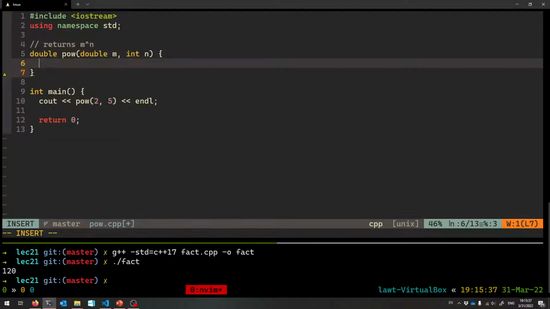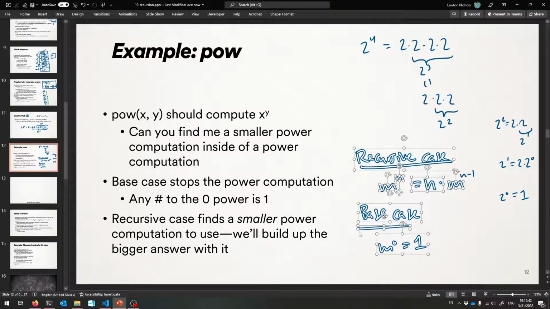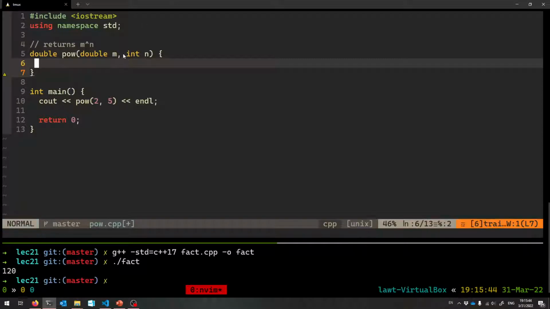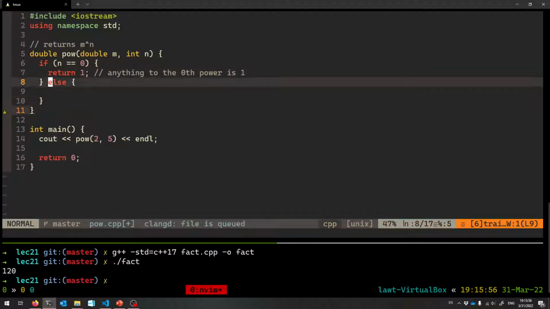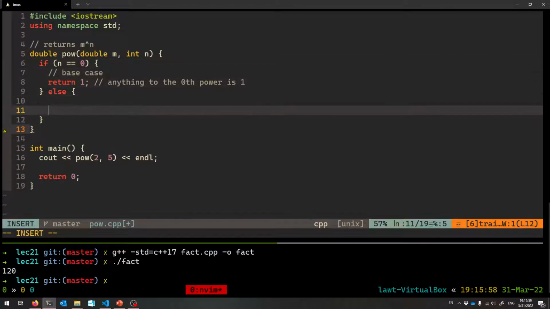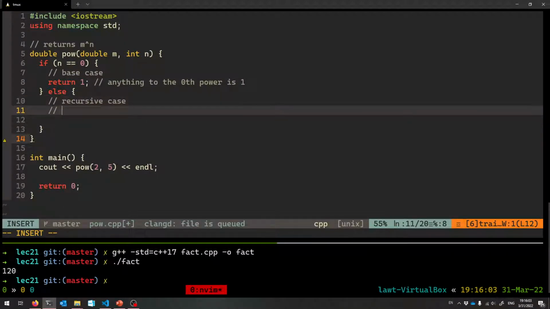Again, we need to figure out if we're in the base case or the recursive case, because that'll tell us which rule to follow. So if we're trying to take something to the 0th power, n is 0, then we return 1. Anything to the 0th power is 1. That was the base case. Else we're in the recursive case, and m to the n is equal to m times m to the n minus 1, right? That's how that's going to work.